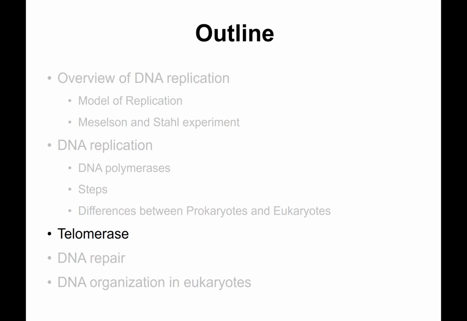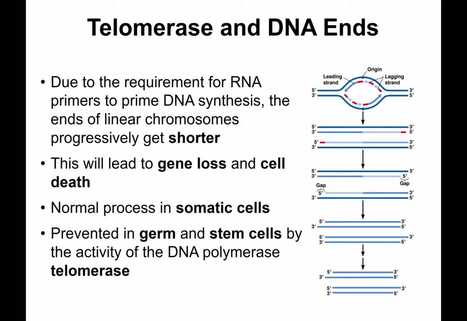So let's talk about telomerase first. One problem that eukaryotic organisms have is not a real problem, but it is a problem in some cells. Because of the way DNA replication is done, with a lagging strand that always relies on new primers, the chromosomes in eukaryotes would tend to progressively get shorter.